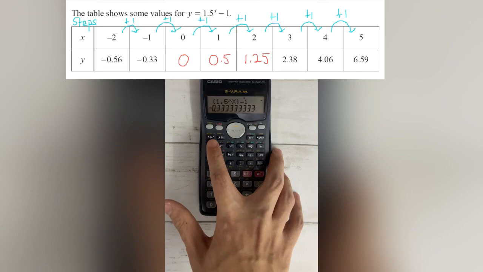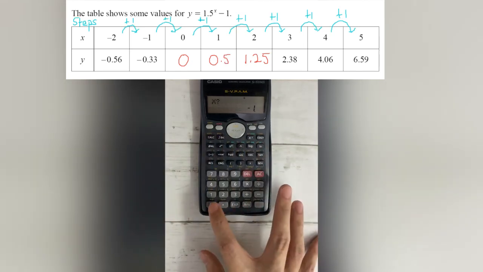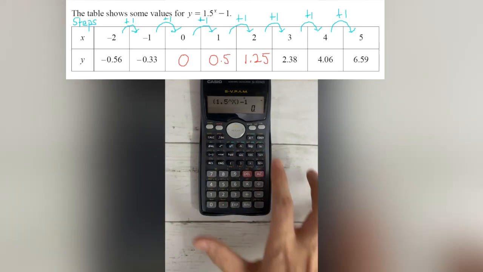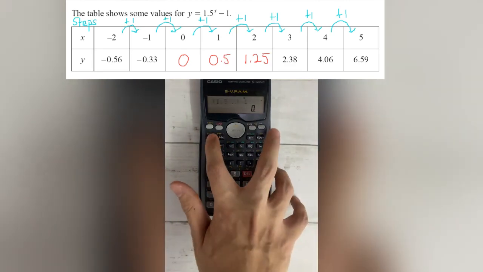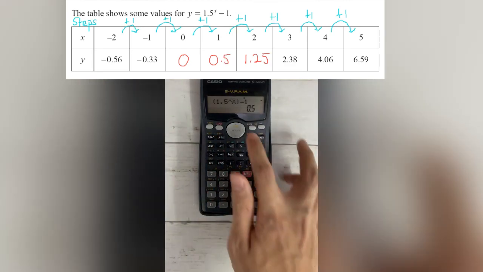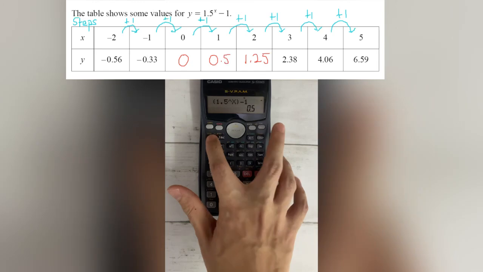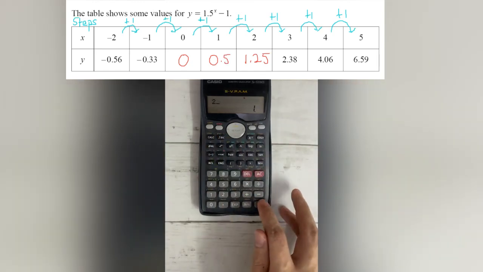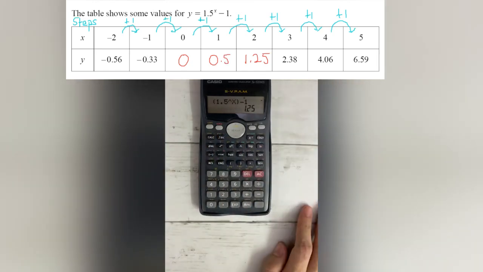So to check our answer now, press CALC followed by 0 equal. So we get 0. CALC. Now we check 1. So we get 0.5. CALC. Now we're going to check 2. Press equal. So we get 1.25. There you go. So we already checked our answers, all of them.